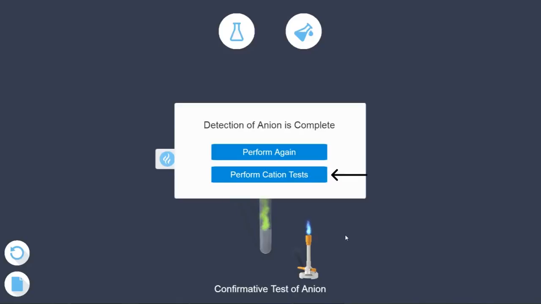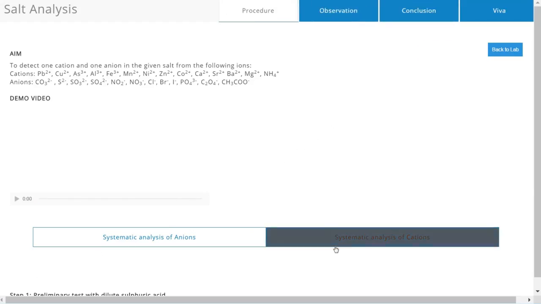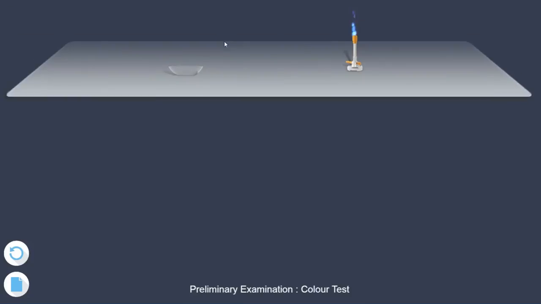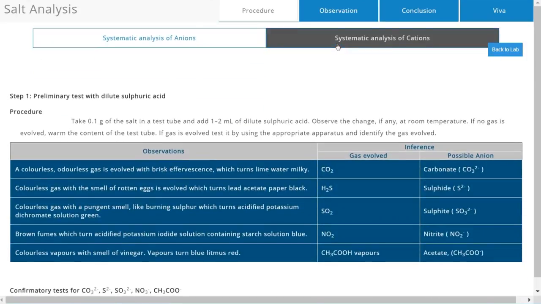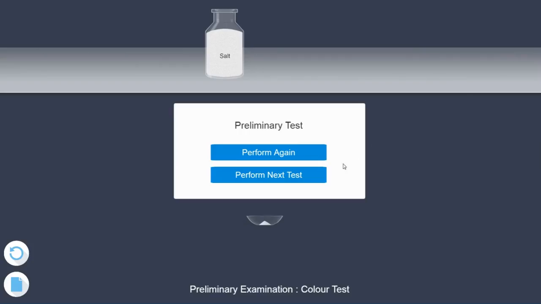Click here to perform cation test. Perform the color test. The color of salt is white, so it does not belong to any of these cations. Perform dry heating test.